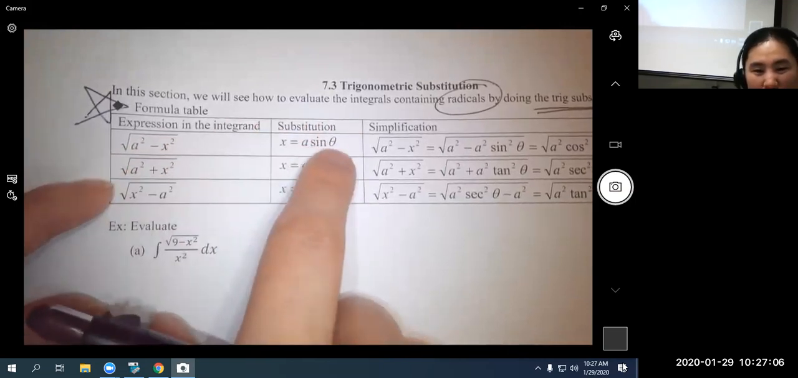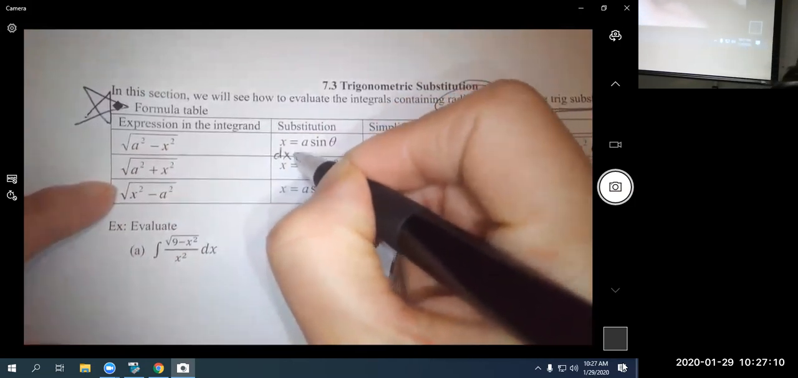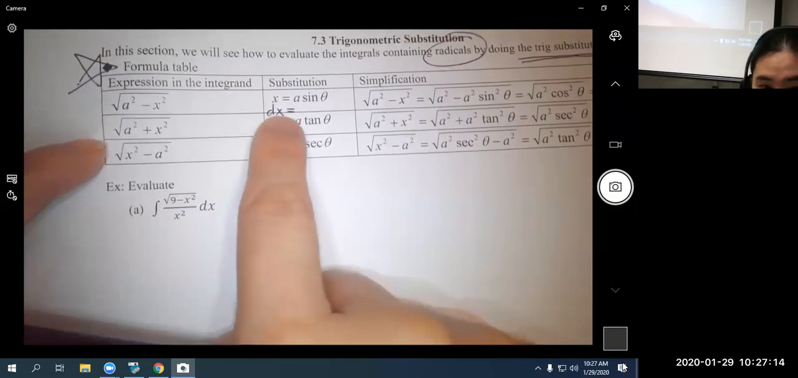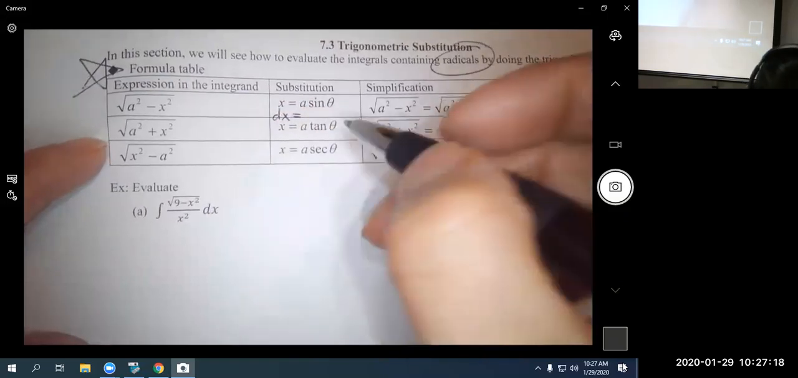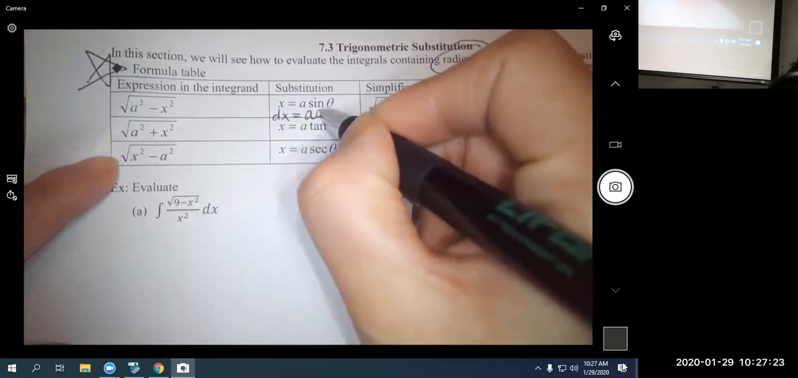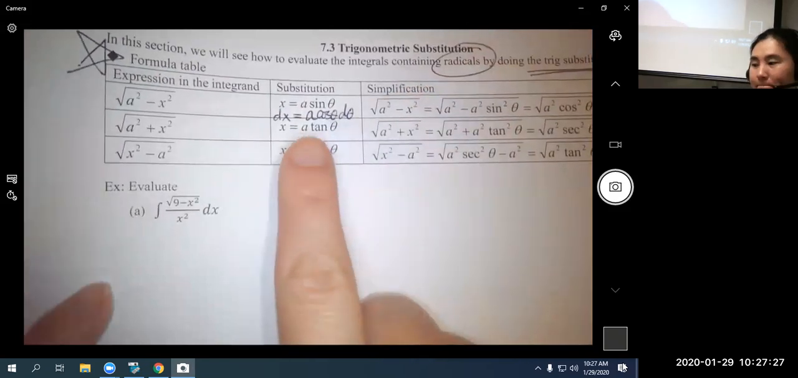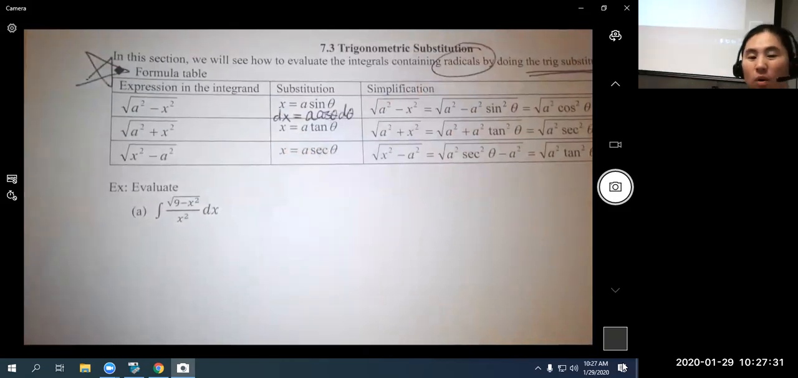If x equals a times sin of theta, what will be the derivative of x? Because for integrals, we always have to deal with dx, right? So what is dx for x equals a times sin theta? a is a constant. The derivative will be a times cosine theta d theta. Okay, if x equals a times sin theta, dx will be a times cosine theta d theta, right?